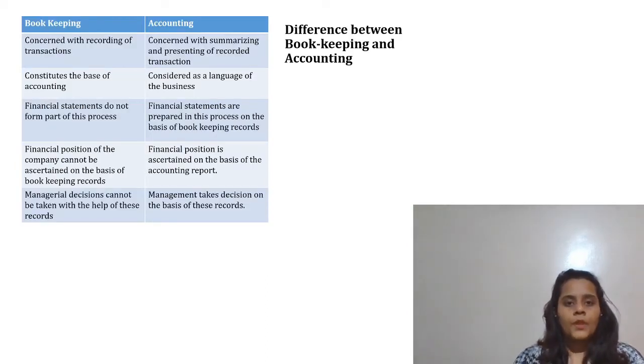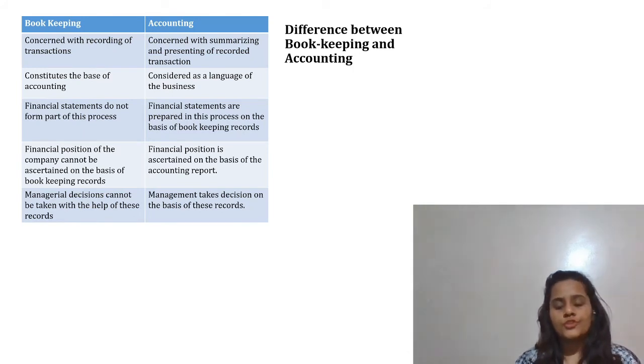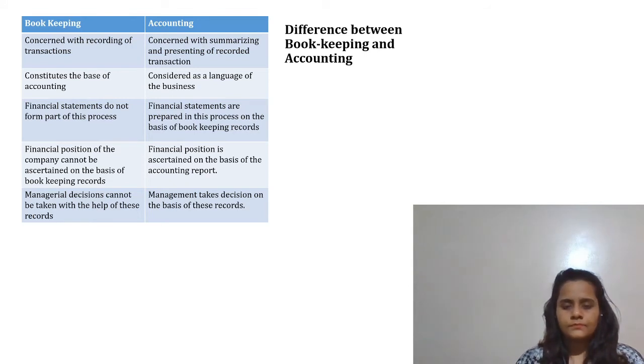In accounting, when we were discussing the functions, the third function we discussed was recording the transaction in the form of journal. That is actually bookkeeping, whereas accounting encompasses the entire process of recording, summarizing, classification, presentation. Bookkeeping is only a small portion of accounting where you only record the transactions in the form of journal.